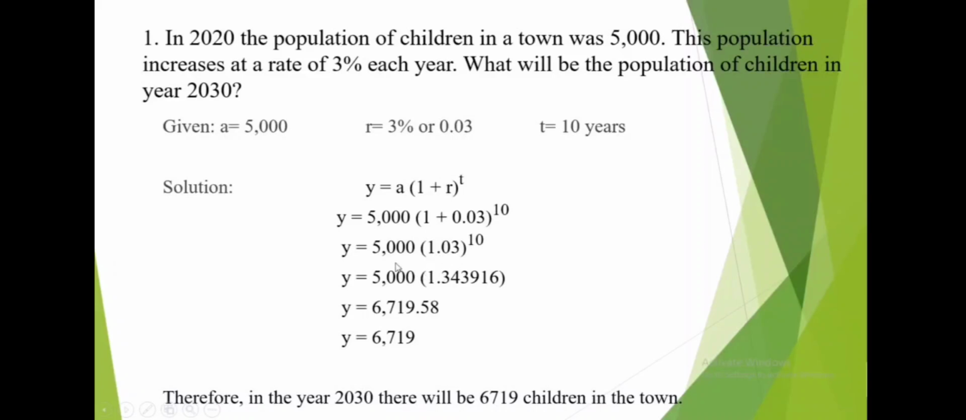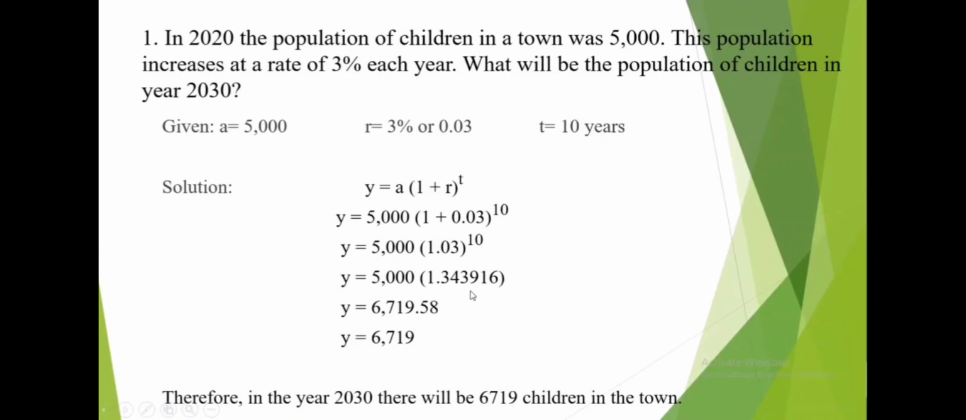Then copy 5,000. Let us solve first the 1.03 raised to the power of 10. Solve that using your calculator. 1.03 raised to the power of 10 is 1.343916. I suggest that you do not round off to the 10th digits because our final answer will differ at the decimal points. So I suggest using at least 6 decimal points or more.